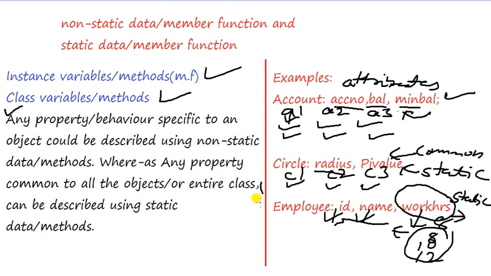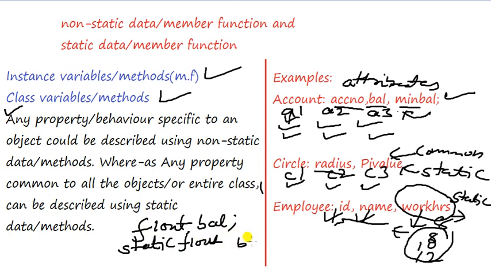So I guess the idea is clear how to decide whether something is static or non-static. If it is non-static, you don't need to say anything. Say balance is there: you simply write float balance, then it is non-static. If you want static, then you have to qualify it using the keyword static: static float min balance. This is how you have to declare it.